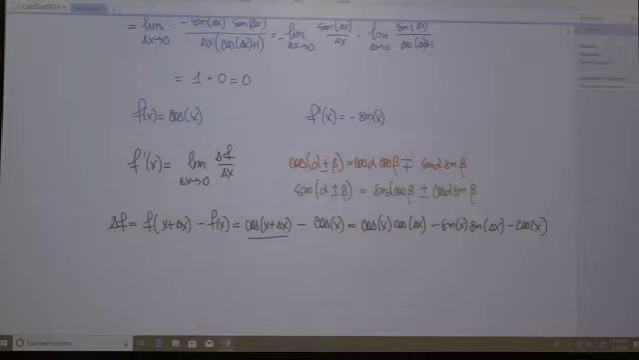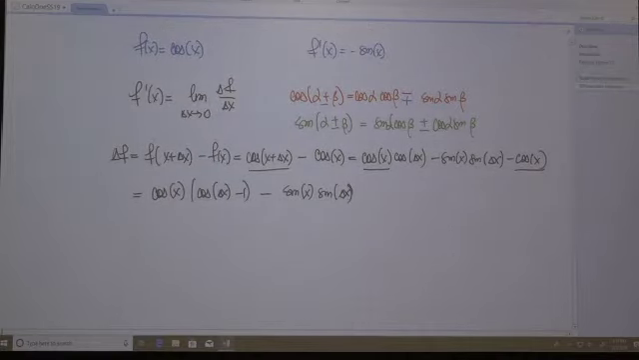So here, I see that there is cosine of x here, and there is also cosine of x, because the sine of x is nowhere else. So that is why we need to take the cosine of x out of the brackets. It will be cosine of x, cosine of delta x minus 1, minus sine of x, sine of delta x. So now, I found the delta f.